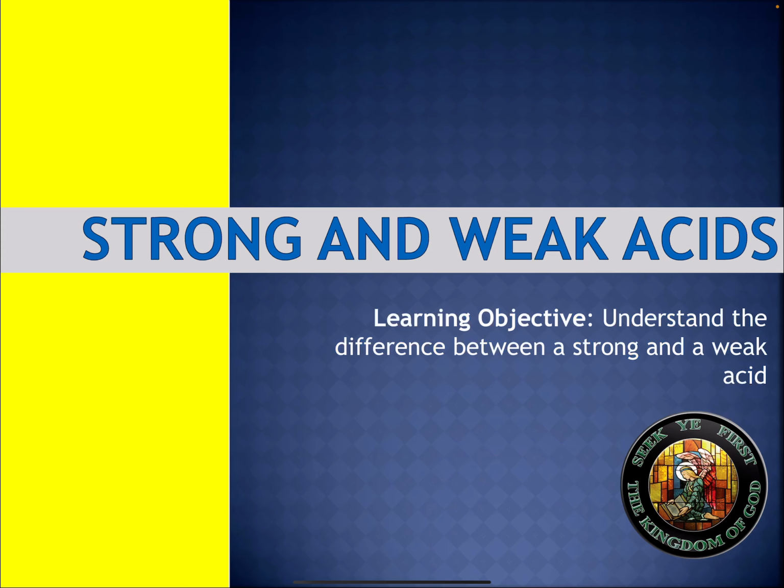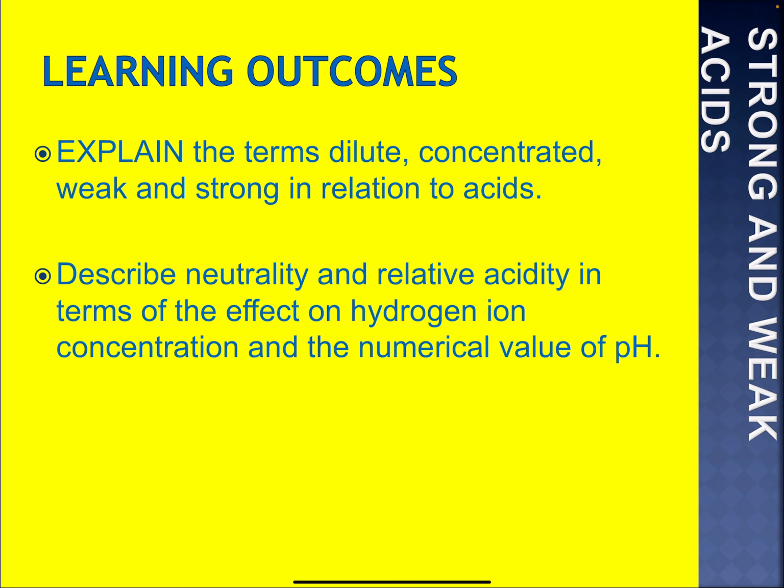Moving on. So understand the difference between a strong and a weak acid. And there are 2 learning outcomes. Explain the terms dilute, concentrated, weak and strong in relation to acids, and describe neutrality and relative acidity in terms of the effects on hydrogen ion concentration and the numerical value of pH.